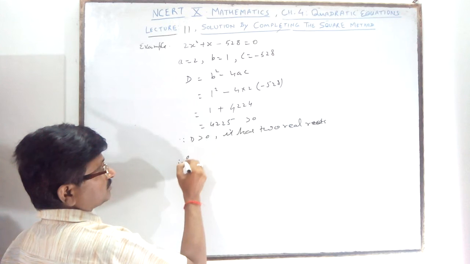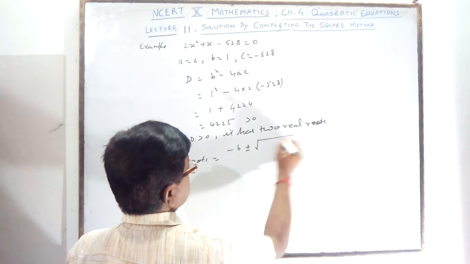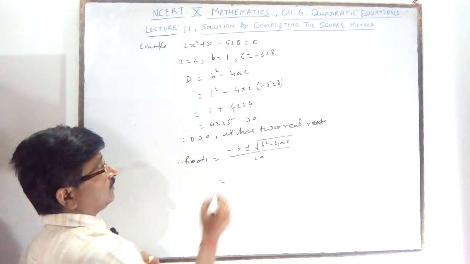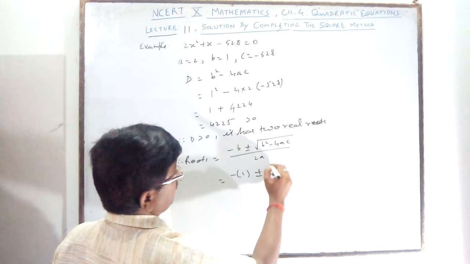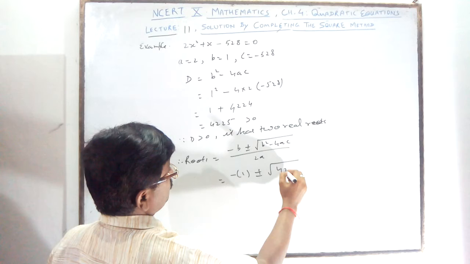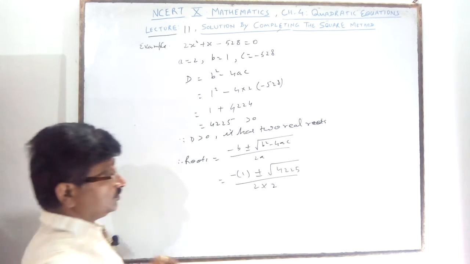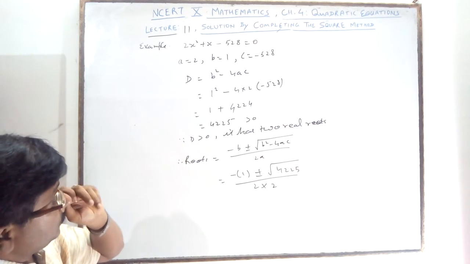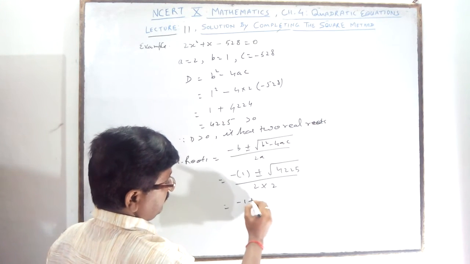Now, what is the roots formula? Roots is equal to minus B plus minus under root B square minus 4AC upon 2A. Put the values here. What is the minus B? Minus B, B is 1, plus minus under root. No need to write again this. Directly you write 4225 upon 2A, because you have calculated one time and it is 2. So you are getting minus 1 plus minus.